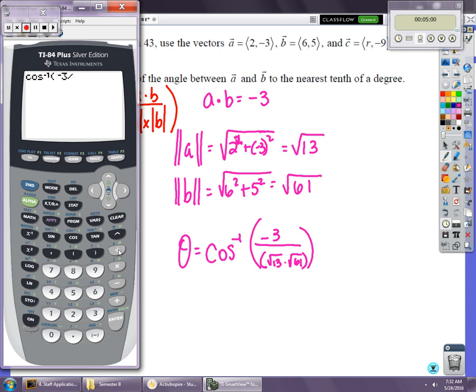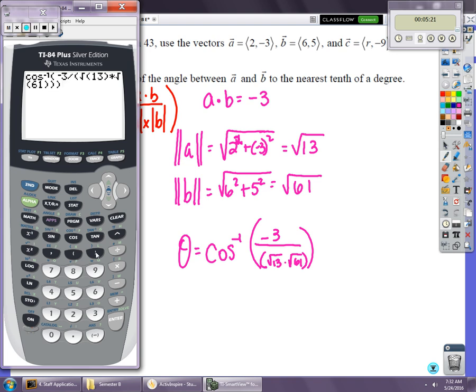Put your whole denominator in a parenthesis. Oop, I forgot, I need to close that 13, and then times, and then I need to write the 61, close it, and close the denominator and close the whole thing. So I'll let you take a look at that calculator screen real quick.